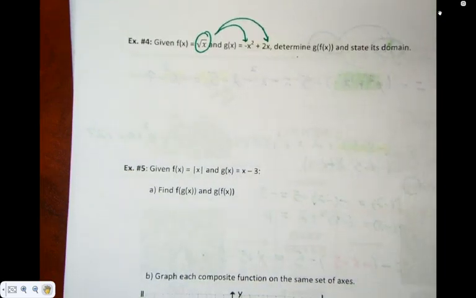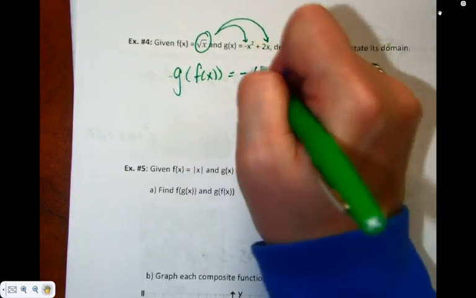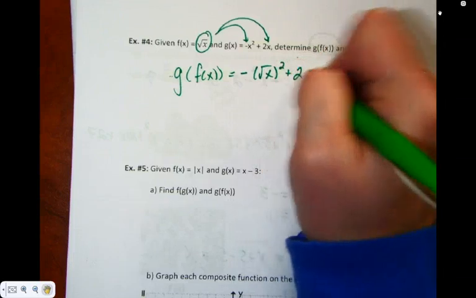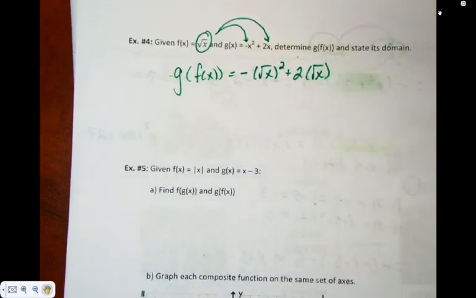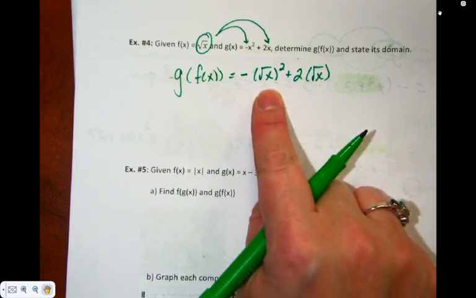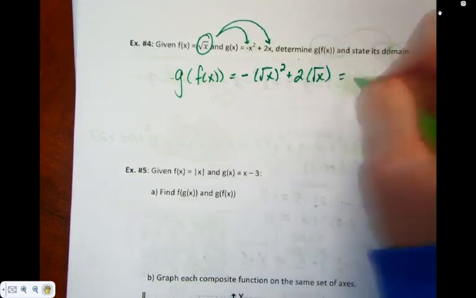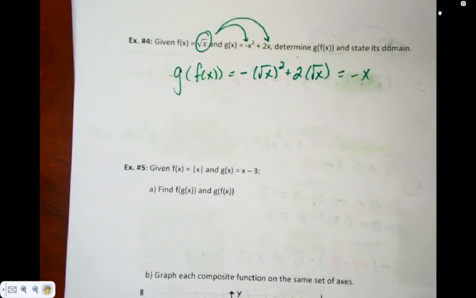Again, for some people, the arrows might help. It might not for you, and that's fine. This time we're putting f into g of x. So I'm going to end up with negative root of x squared plus 2 times root of x. What do you remember about root of x squared? So if you square any root, what happens? It just becomes itself, so this is just going to be negative x.